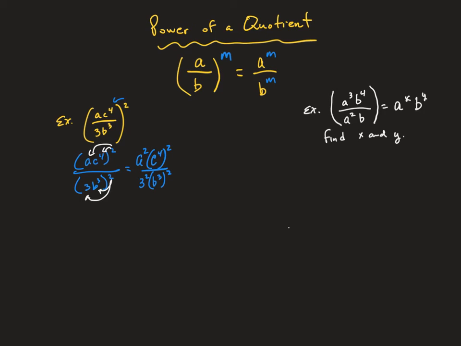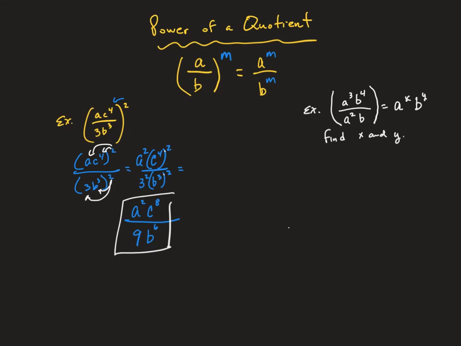So now I can go ahead and do some more simplifying. And that is going to be a to the second, c to the eighth, right? Because that is a power raised to a power, so it's going to be multiplication. And then I'm going to have all of that over 9, and then b raised to the sixth power. Again, a power raised to a power is multiplication. Does not look like there's anything more for me to simplify in there, so that is my answer.